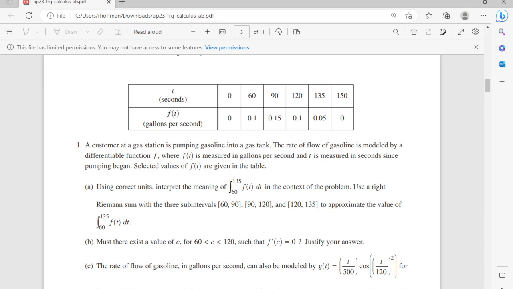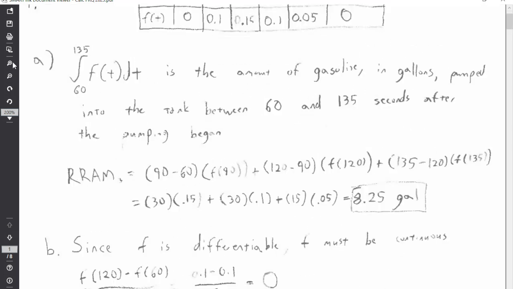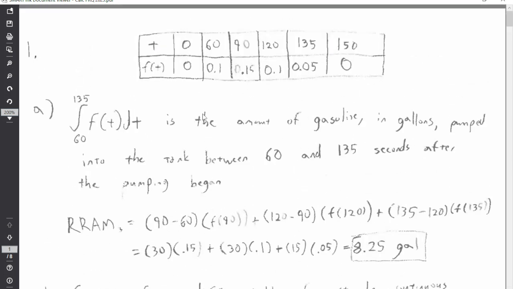So our interpretation is going to be an amount. That is the integral of the rate. So it's the amount in gallons, right? F was in gallons per second. So the integral of gallons per second should be in gallons, pumped in between 60 and 135 seconds after the pumping began.